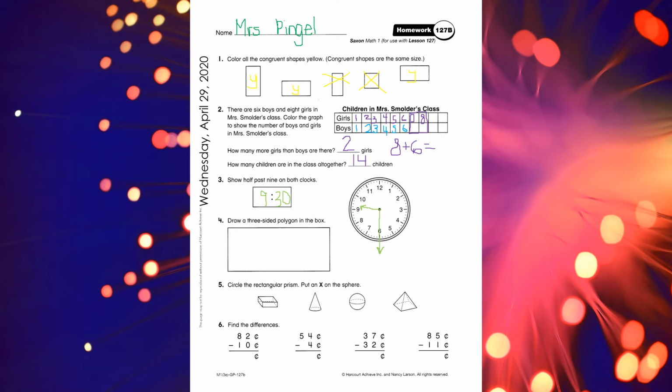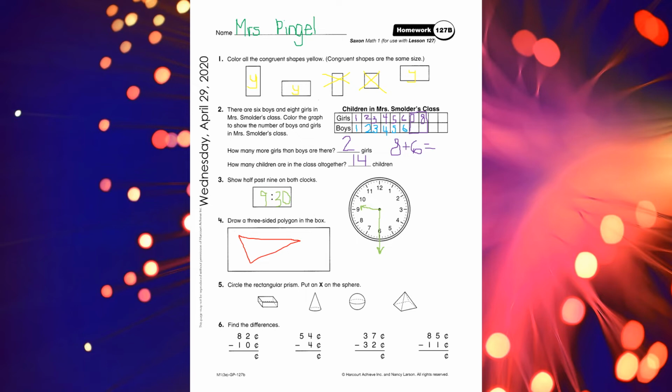Number 4, draw a 3-sided polygon in the box. Polygon? What's a polygon? A polygon is just a big fancy word for a shape. A shape with connected sides and connected vertices or corners. 3-sided. 1, 2, and then connect 3. Oh, I just made a triangle. Polygon is just a big fancy word for shape.